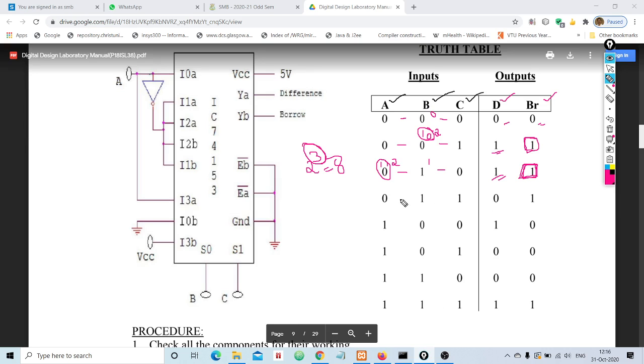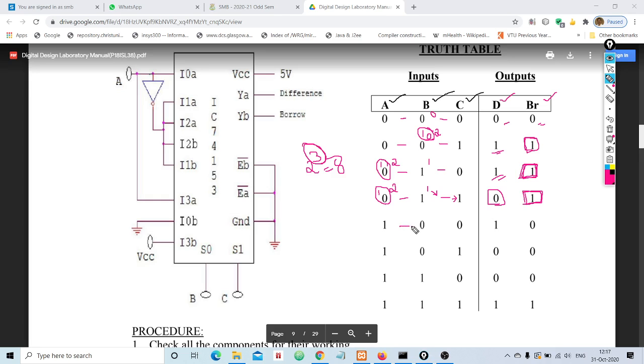Okay, 0 minus 1, again I can't do the subtraction, we need to take a borrow. Since we need a borrow, we will set this bit. When we took the borrow, it will become 10. The decimal equivalent of this 10 is 2. 2 minus 1 is 1. 1 minus, sorry, don't treat this as a minus. 1 minus 1 is 0. I hope you are understanding, right?